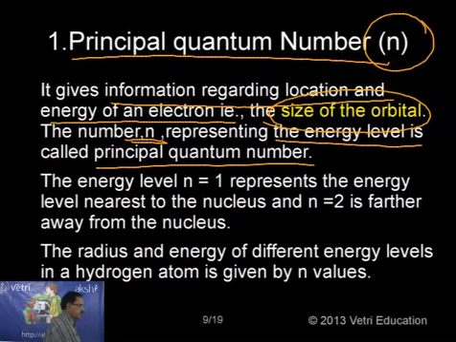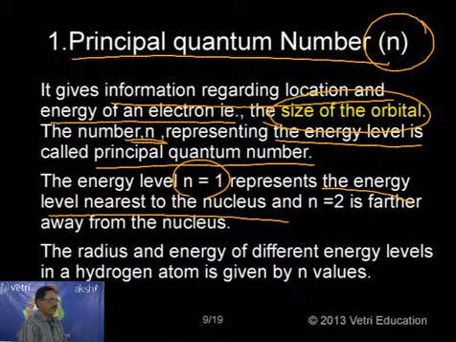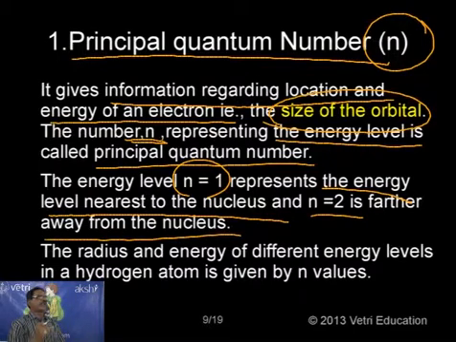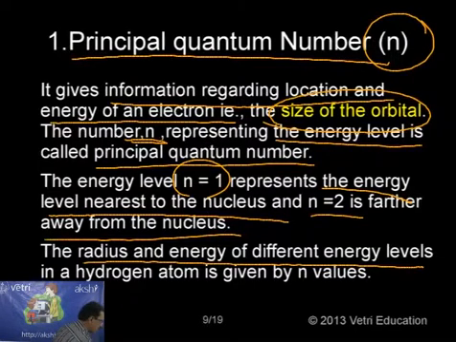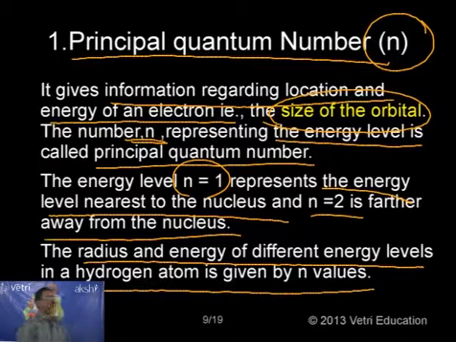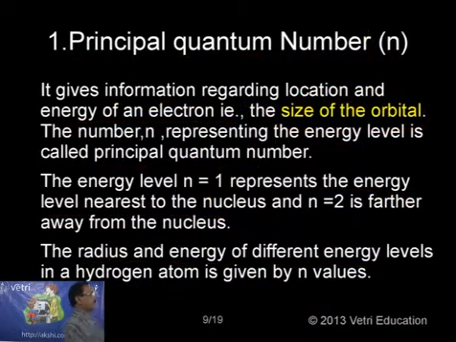What is the energy level? n equal to 1 represents the energy level nearest to the nucleus, and n equal to 2 is farther away from the nucleus. So for n equal to 1, the orbital is very close to the nucleus; 2 is farther away; 3 is farther still. So the radius and the energy of different energy levels in an atom are given by the n value. I have already explained this and given the equations. Okay, next one.